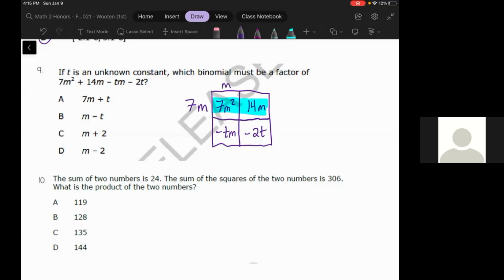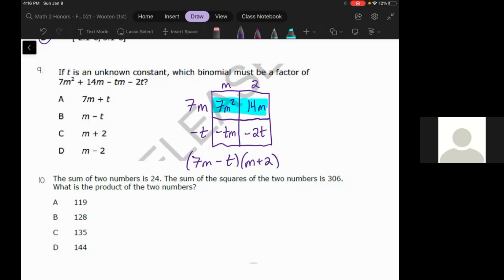So this must be an m. Top right must be a 2 because 7m times 2 would make 14m. Down here on the left, I would have to do m times negative t to make negative tm. And then double checking the right corner, that also works. 2 times negative t makes negative 2t. So the factored form for this, even though I don't know what t is, I know it's going to end up being 7m minus t times m plus 2.